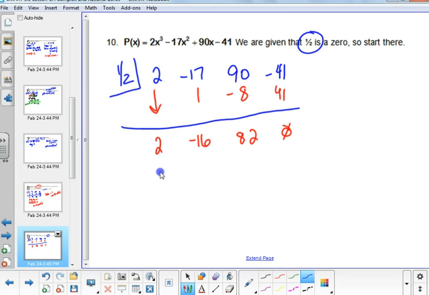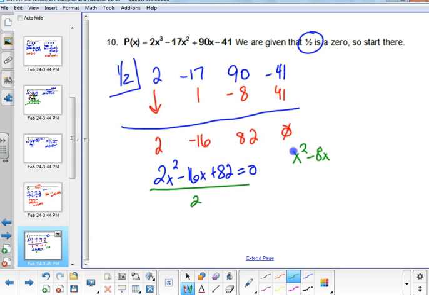We are left with now a quadratic, because I took it down one level from a cubic. And it's a gross quadratic. First thing I notice, everything here could be divided by a 2. So I have x squared minus 8x plus 41. Oh, that is not going to factor. So my options are quadratic formula or completing the square, and you know I love completing the square. So I'm going to do that.